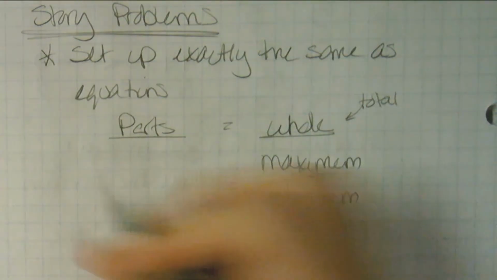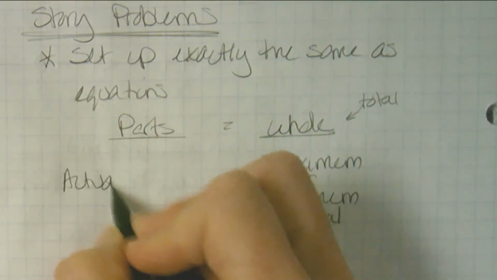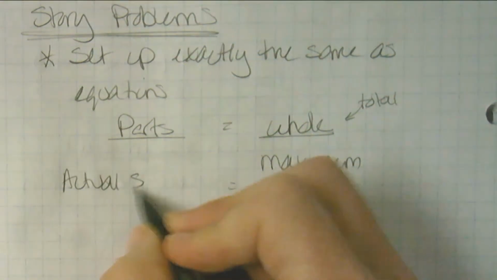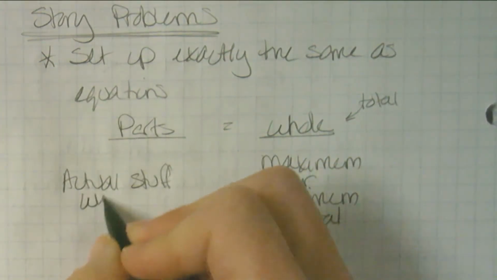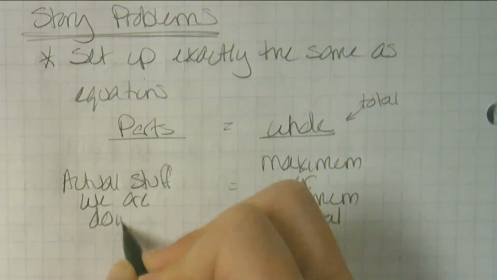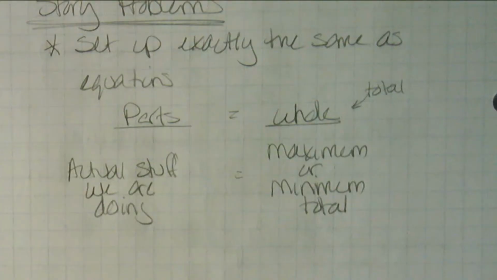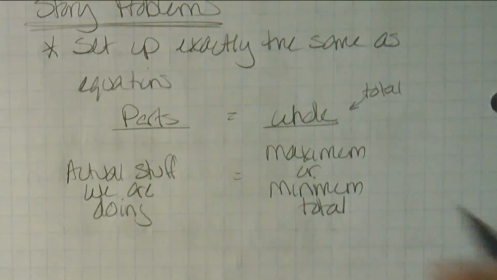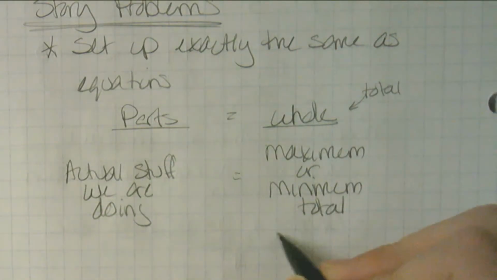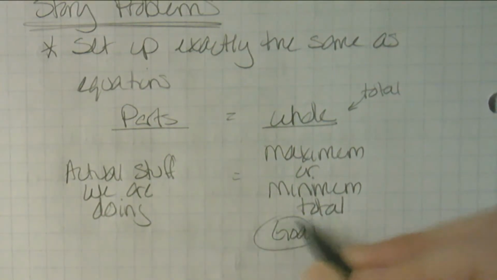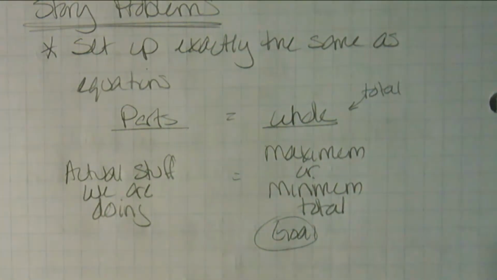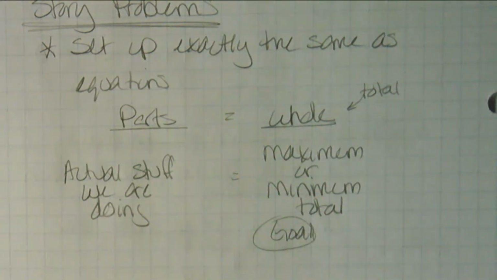All right. And our parts are the actual stuff we are doing. So it's the actual math. The whole is like your goal. And it's either a maximum or a minimum goal. Does that make sense to you guys? Kind of? All right, let's do a story problem.